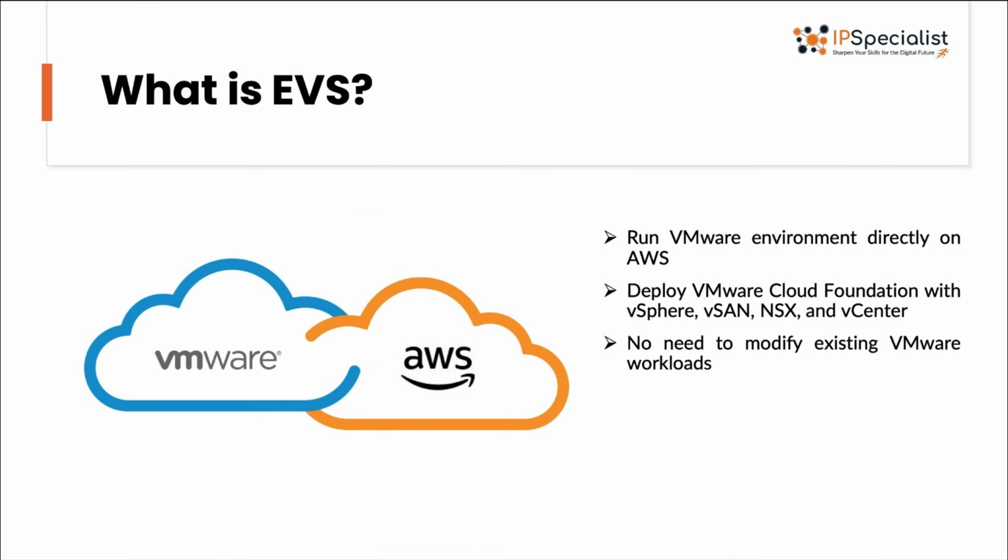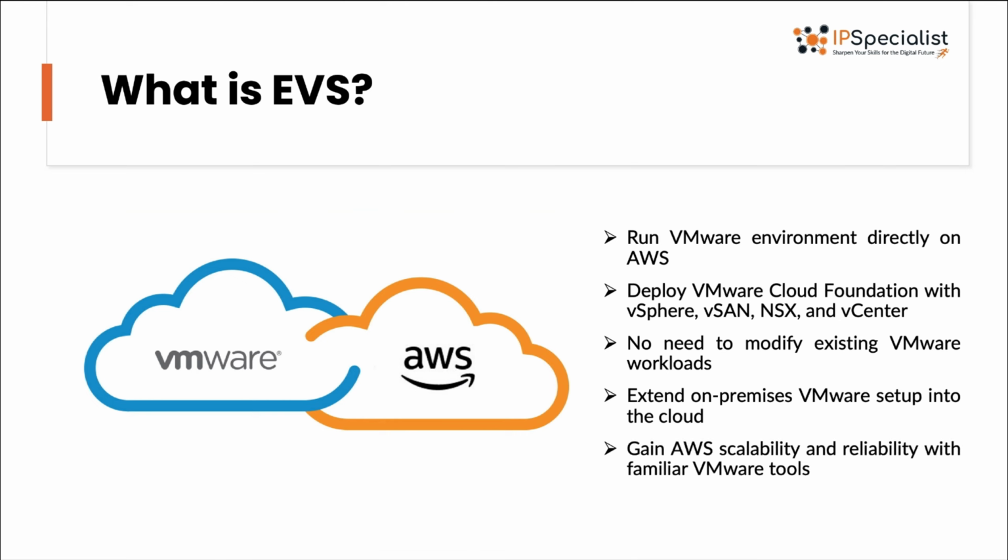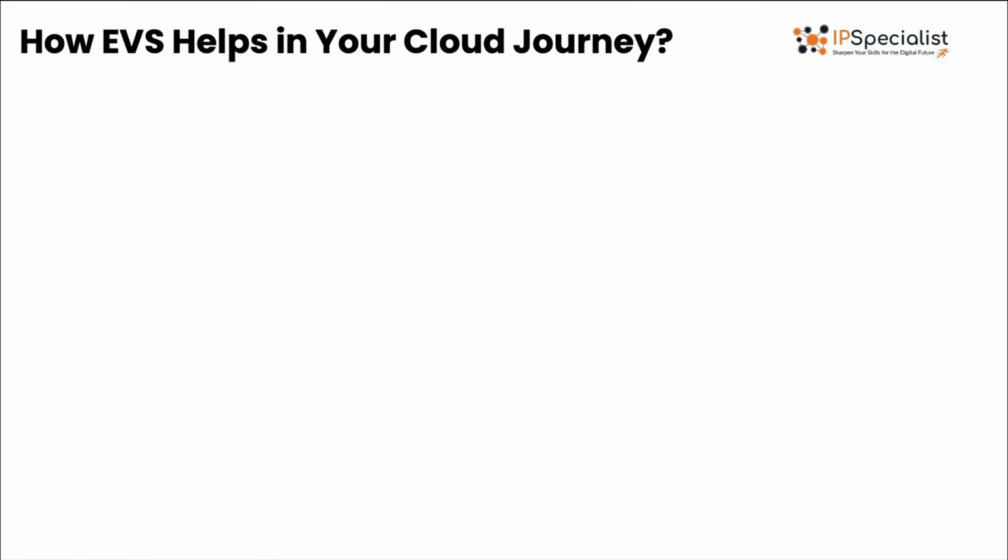In simple terms, Amazon EVS makes it very easy to extend your on premises VMware setup into the cloud. You get the stability and reliability of AWS while still managing an environment with the same VMware tools you're comfortable with. So, now that we know what Amazon EVS is, let's talk about how it actually helps you in your cloud journey.